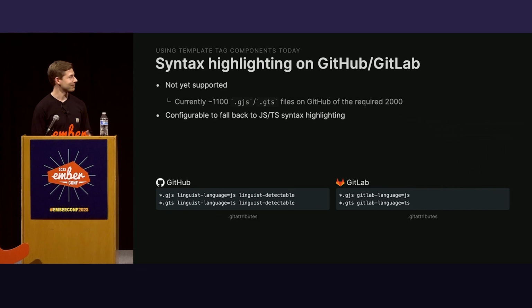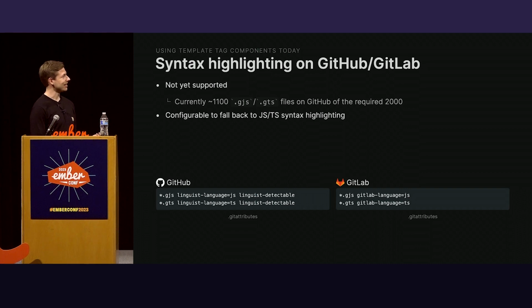The thing about GitHub and GitLab is that we don't yet have syntax highlighting, which is a bit of a bummer. But to actually get syntax highlighting on GitHub, they require 2,000 files in total, spread across multiple users and multiple repositories. So last I checked, we were at 1,100. So I would also like to call upon everybody: try out template tag components and commit it to GitHub, and then I'm sure we'll get to the 2,000 in no time.